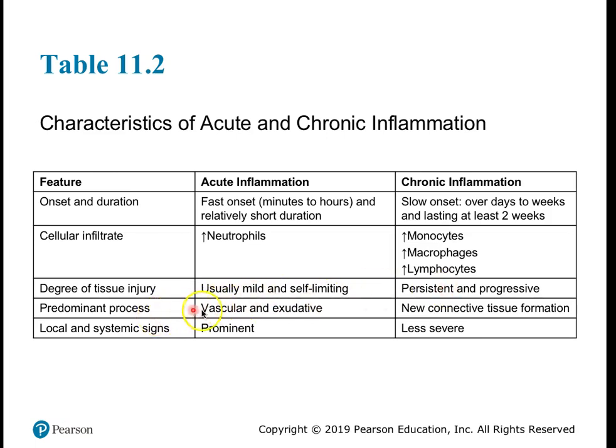The predominant process in acute inflammation is going to be vascular, meaning it's going to be blood vessels and those cells contained in the blood. On the other hand, chronic inflammation is going to include things like connective tissue formation, scar tissue formation, things of that nature. And the acute or local signs, when I pick the knife up the wrong way, the next morning, it is extremely painful. So that's what they mean by predominant.